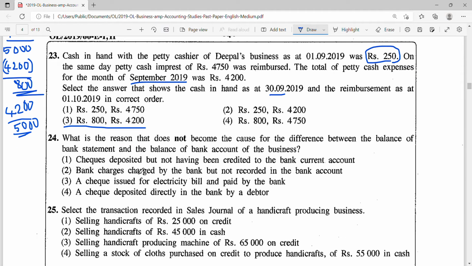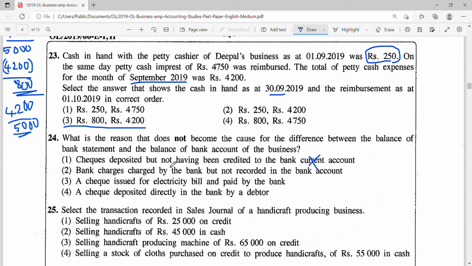Question 24. What is the reason that does not become the cause for the difference between the balance of bank statement and the balance of bank account of the business? So you need to find a transaction which doesn't cause a difference between the bank statement balance and the bank account balance. Okay. So in the given 4 answers, first pick the answers which actually cause any difference. Checks deposited but not having credited to the bank account. Yes, this will cause a difference. So that's not the correct answer.